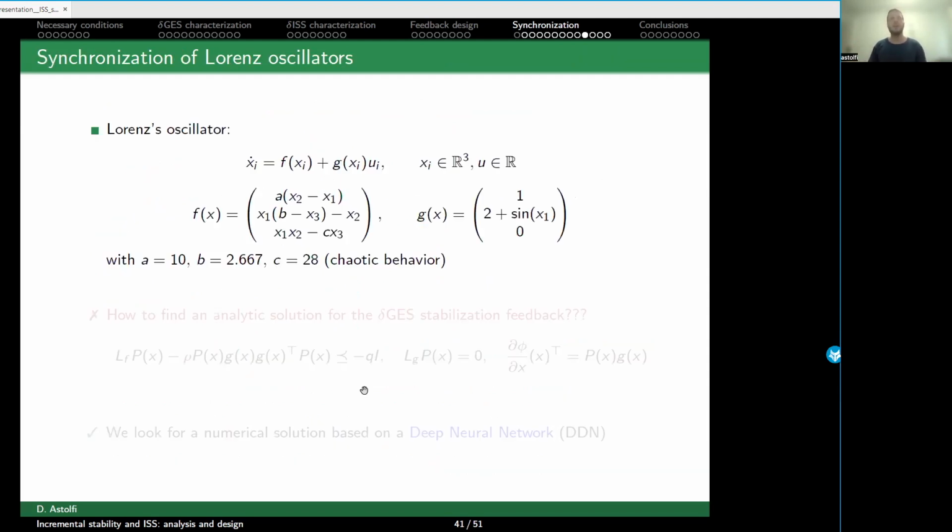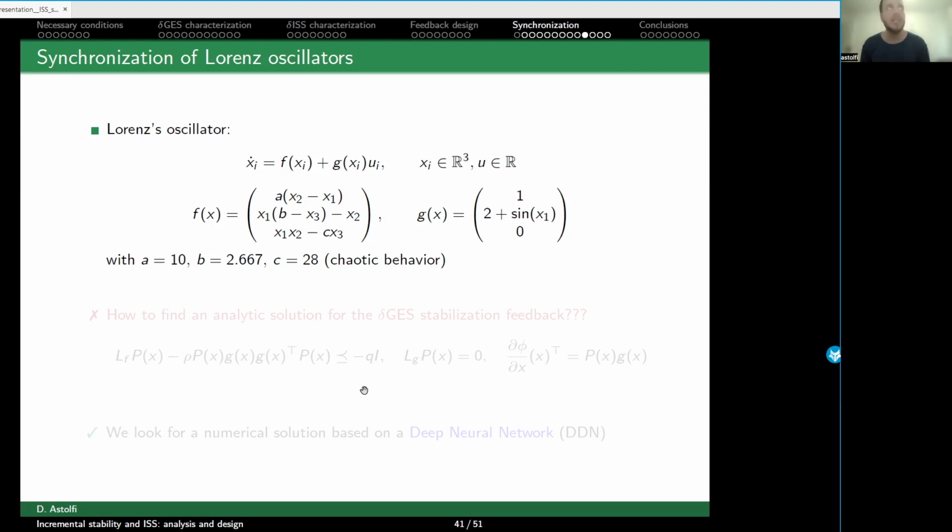So here is the last part of the presentation, in which I wanted to show how these conditions that may seem very complicated from the analytical point of view, and actually they are, because you need to solve somehow ugly nonlinear PDEs, can nonetheless be approximated on compact sets to obtain nice conditions.